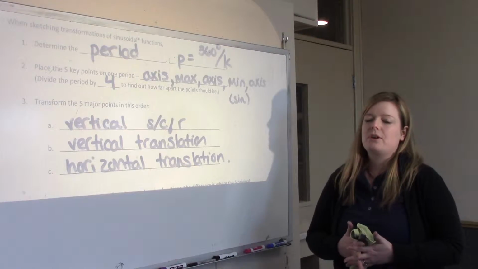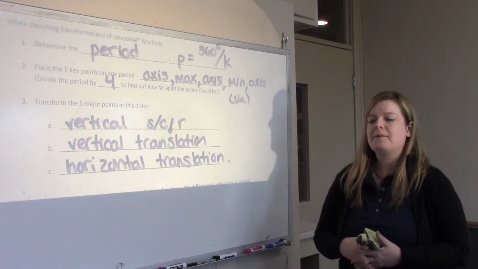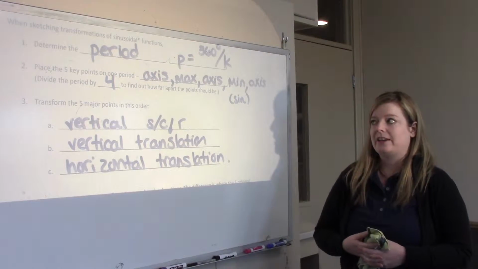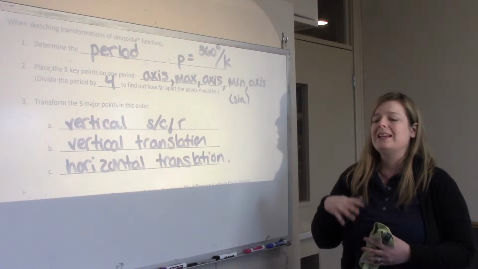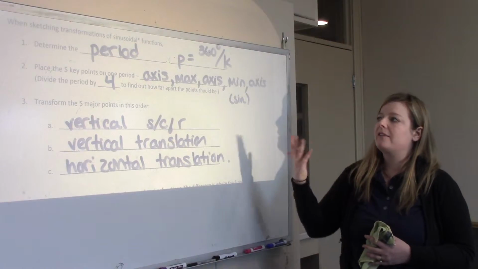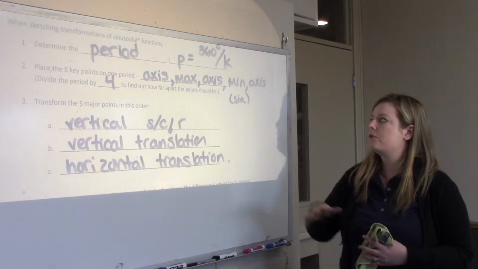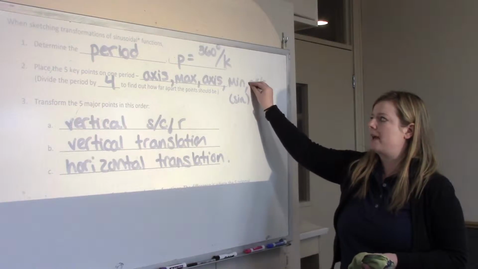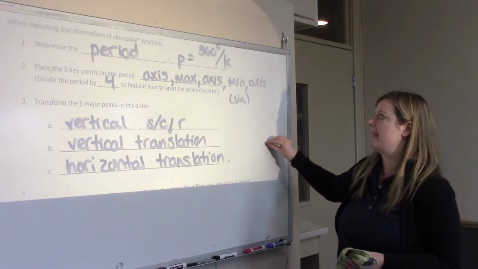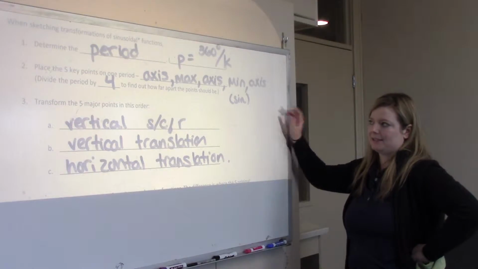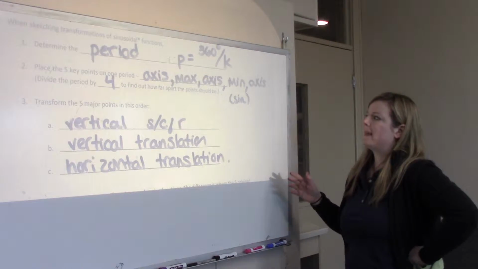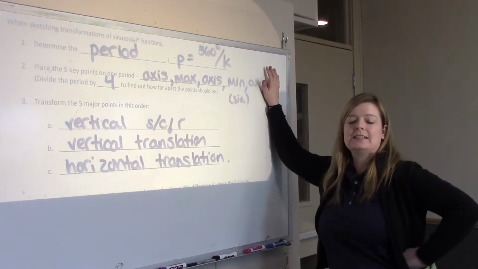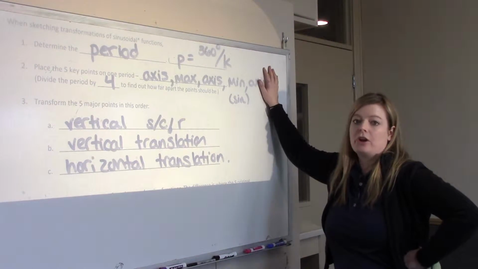The first thing you always do though is find the period, okay? The period is always 360 degrees divided by the k value that they give you. So you want to work the 5 key points around the period. So remember, if you have a sine curve, you always just start on your axis, go to your max, go back to your axis, go to your min, and then go back to your axis, okay? So the axis will start at 0 and will end however long your period is.